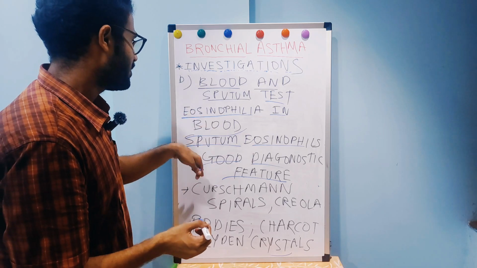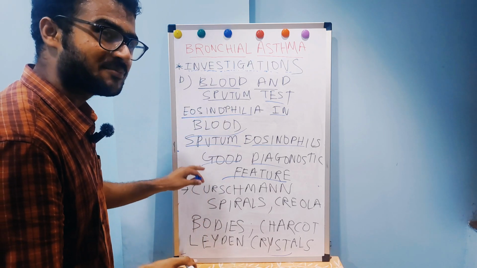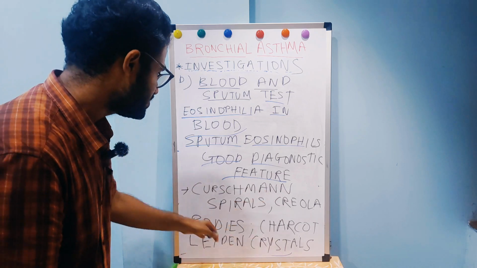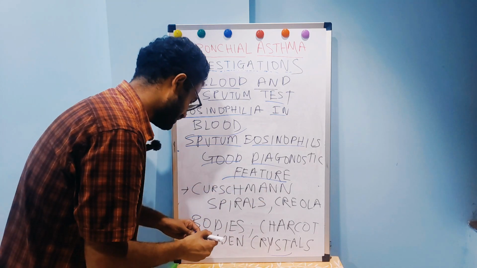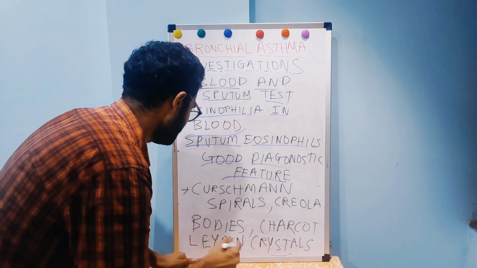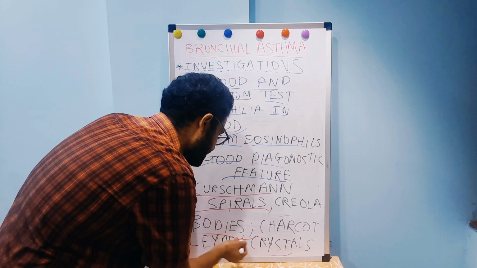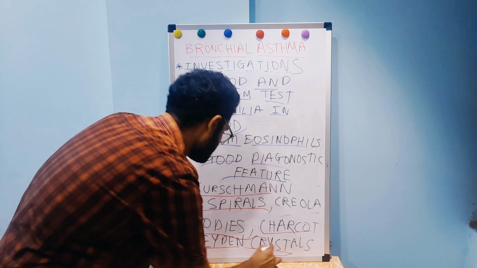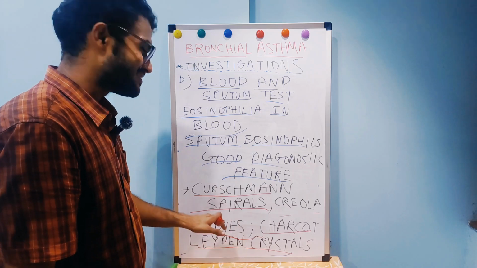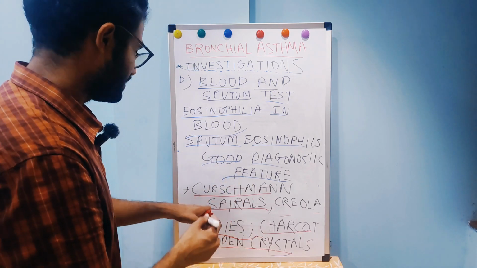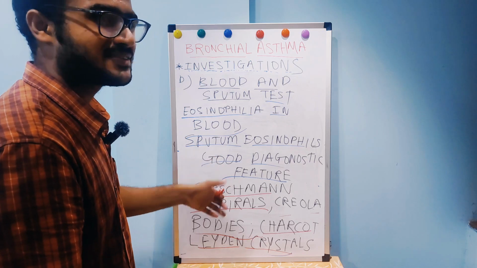So basically this is about eosinophils. Now see, through microscopy, through sputum examination, we can find out these structures. You have to remember this, these are facts and this can come as an MCQ. It is very important. Curschmann spirals, Creola bodies, and Charcot-Leyden crystals. These are facts and you should know this. These we find out through sputum examination.